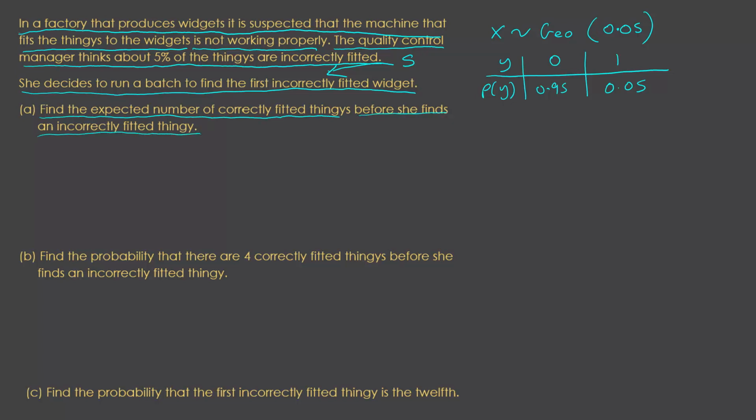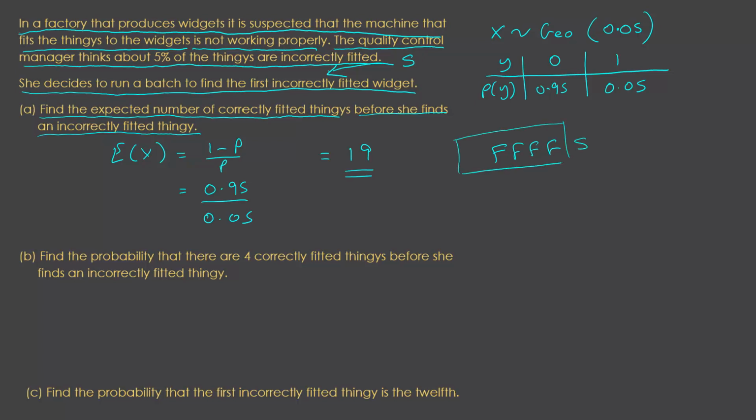Now, the first thing we're asked to do is find the expected number of correctly fitted thingies before she finds an incorrectly fitted thingy. As just discussed in the intro part 2, the expectation of x here is (1 minus p) divided by p, which is 0.95 divided by 0.05. And if we calculate that, we'll find that that is 19. So in other words, the 20th one would be the first expected success, because remember, what we are counting is the number of failures until we get the first success.